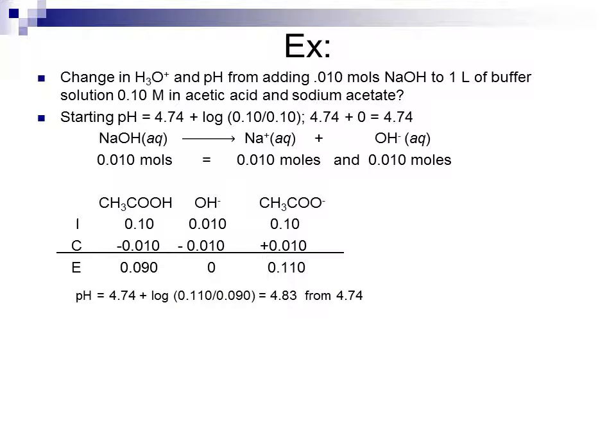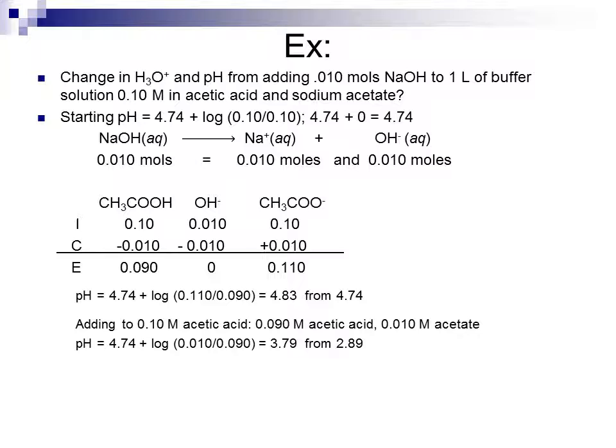Our new pH, according to the Henderson-Hasselbalch equation, is 4.74 plus the log of 0.11 over 0.09, which is a pH of 4.83. So we get to jump up from 4.74 to 4.83, which is not a huge jump.